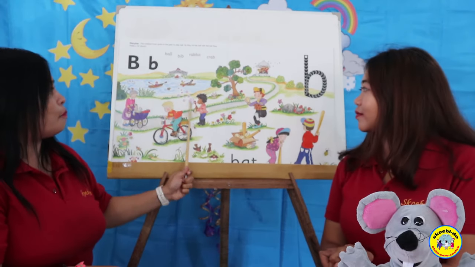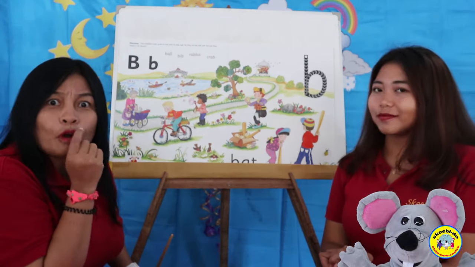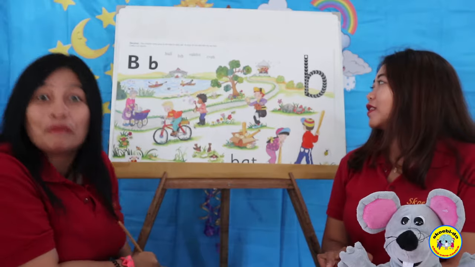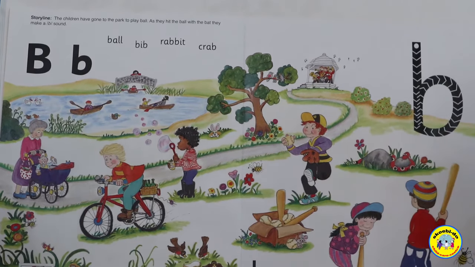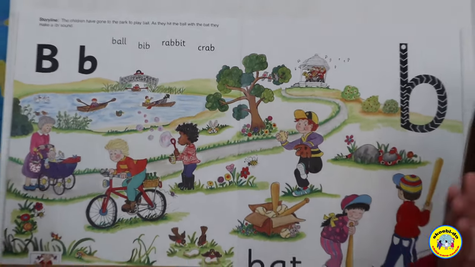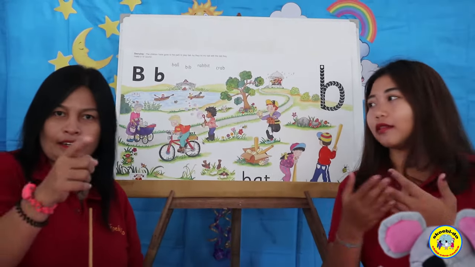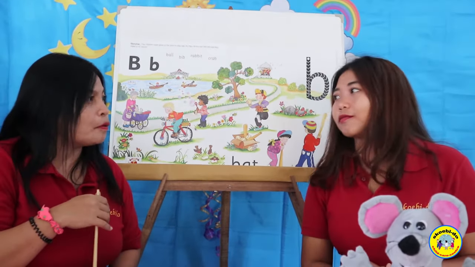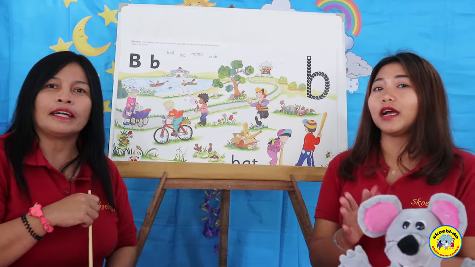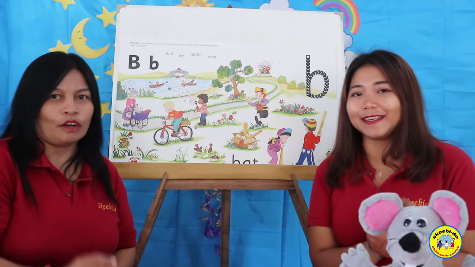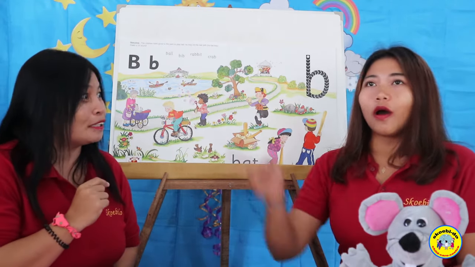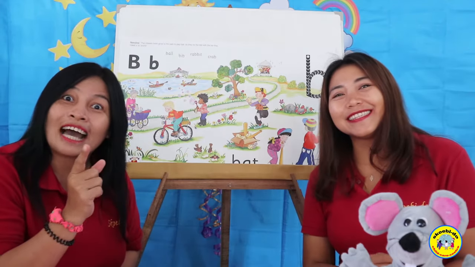Look at this bubble. Blow like this. Bubble coming, bubble coming. So bubble starts with the letter B. Make the B sound. Anything else, Miss? Maybe they can find something around them, around the house or inside your bedroom, with B. So find something that starts with the letter B, or try to remember your friend's name, like Bimo. Bimo also starts with the letter B. Make the B sound.